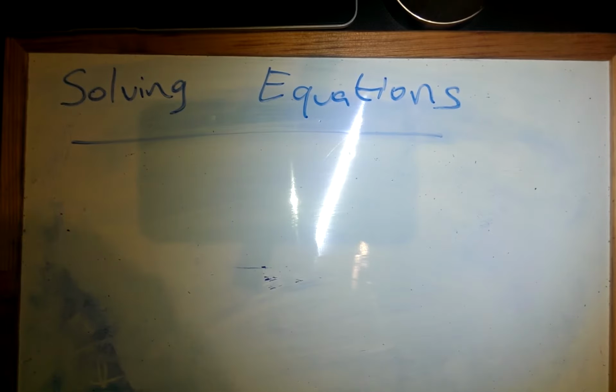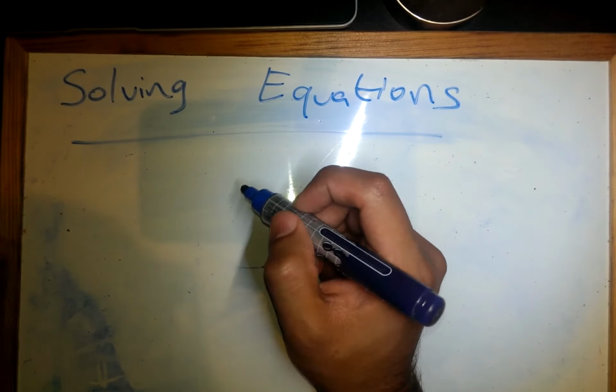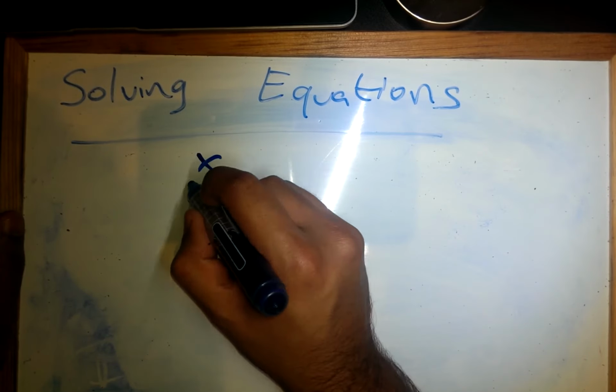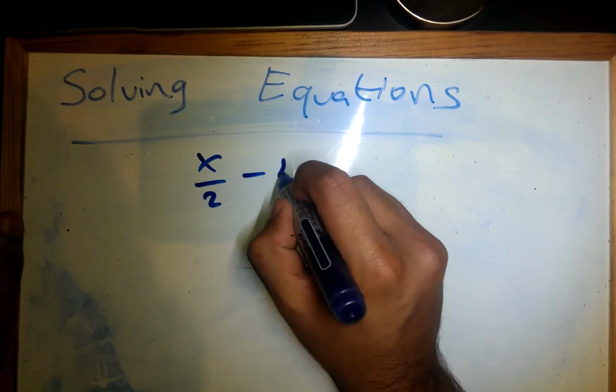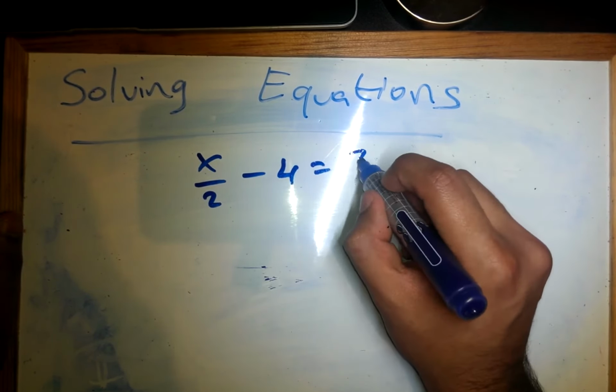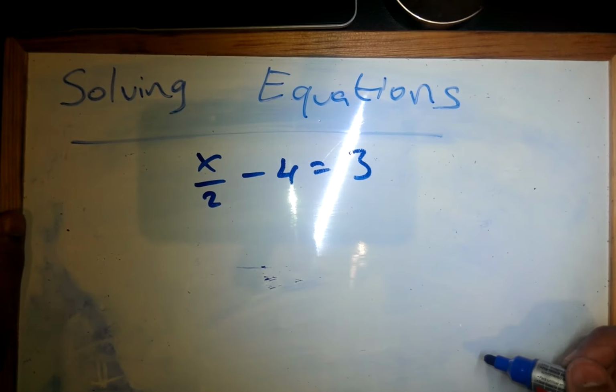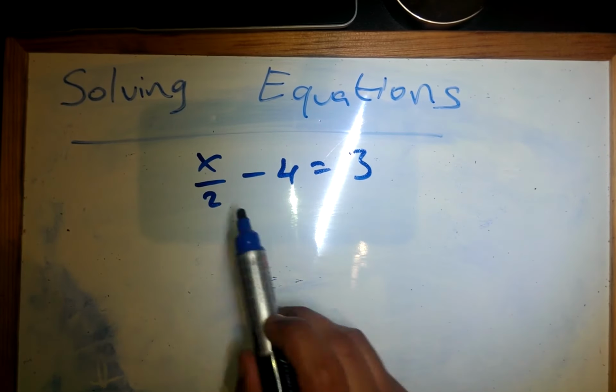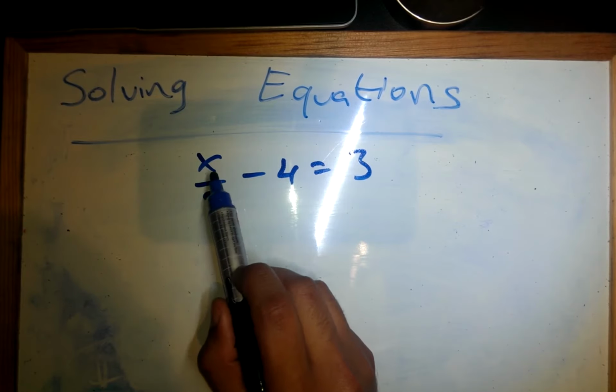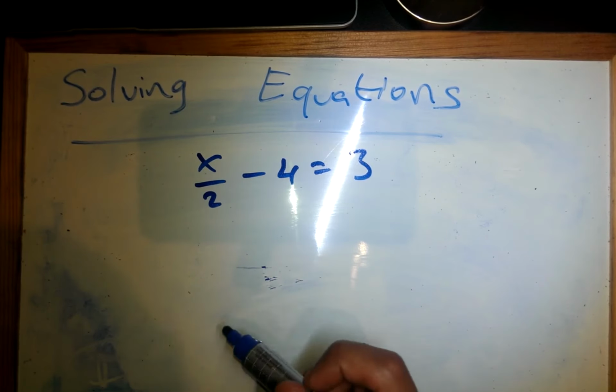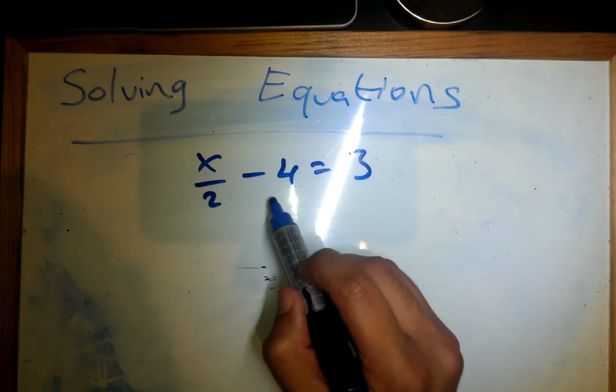Right, so what if we have fractions? And let's say, for example, we have x over 2 minus 4 equals 3. So again, what we want to do is try and localize that x to one side. And to do that, we need to get rid of this 4.